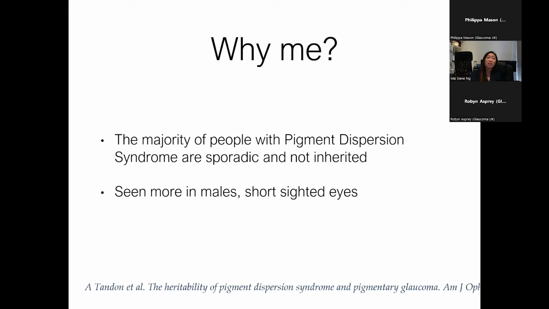So a lot of patients ask, well, why me? Most of the time, there is no reason, and it was pure luck of the draw and the way your eye was born. Most of the time, it is not inherited. There are some cases where there is inheritance and there are genes that are linked to it, but most of the time it is what we call sporadic, just happens. It's seen more commonly in males and people who have some short-sightedness, although we do see it in women as well and in normal non-short-sighted eyes.